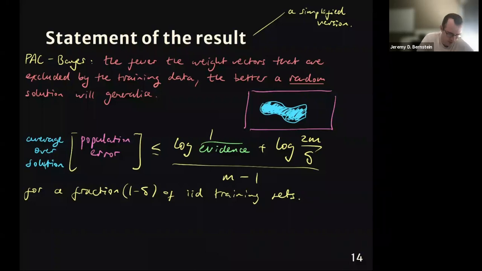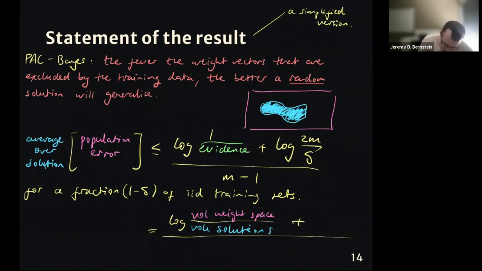And I just wanted to, before discussing it more, also rewrite the evidence in this way, that we could think of this as the volume of weight space divided by the volume of solutions. And then plus this term that we are just going to ignore, and then divided by the number of data points.